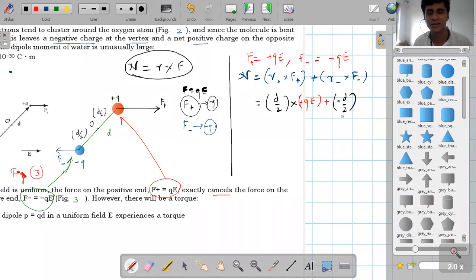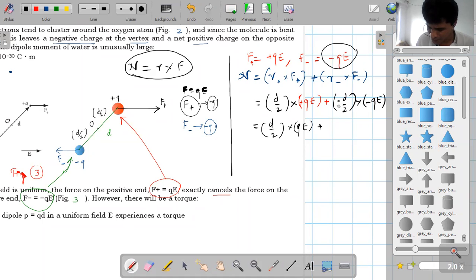Understood? What is the f minus? Minus Q. Superb. Minus QE. And therefore, dear student, can I write like this? d by 2 into QE plus, minus minus becomes plus, d by 2 into QE. Is it correct?